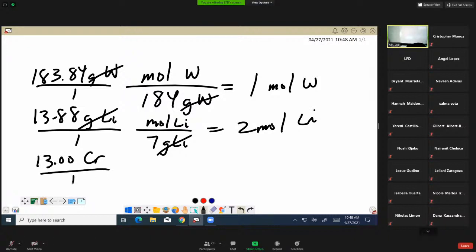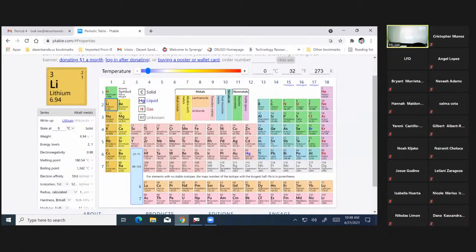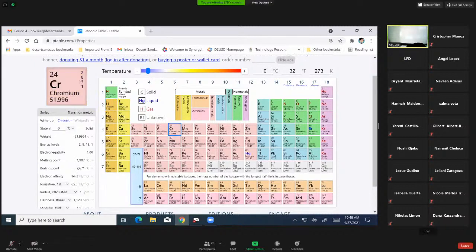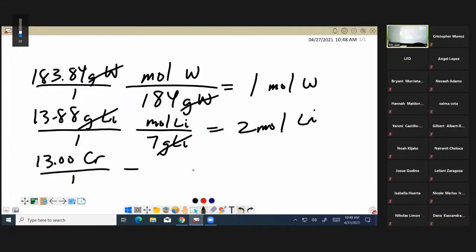Look at chromium now. Chromium is a metal, and that's 52. Here's chromium right here, 51.996, that's 52 grams. Go back here. You got 52 grams of chromium for every mole of chromium, right? Grams of chromium go away.